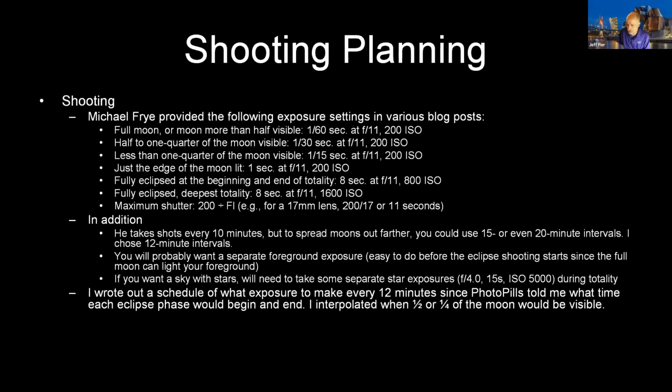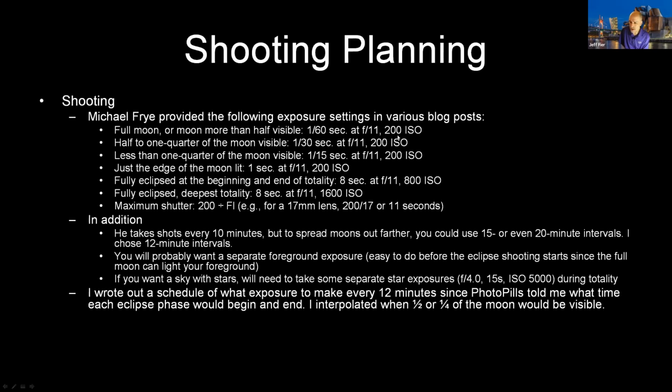In addition to that, there is one constraint. The moon is moving, so you can't take arbitrarily long exposures of it. You need to have short enough exposures that it isn't blurred. The rule that he gives is a 200 rule: take your focal length and divide it into 200, and that results in the number of seconds you can use for an exposure that won't be blurred. So for example, for my 17 millimeter lens, that told me that 11 seconds was the maximum I wanted to take.